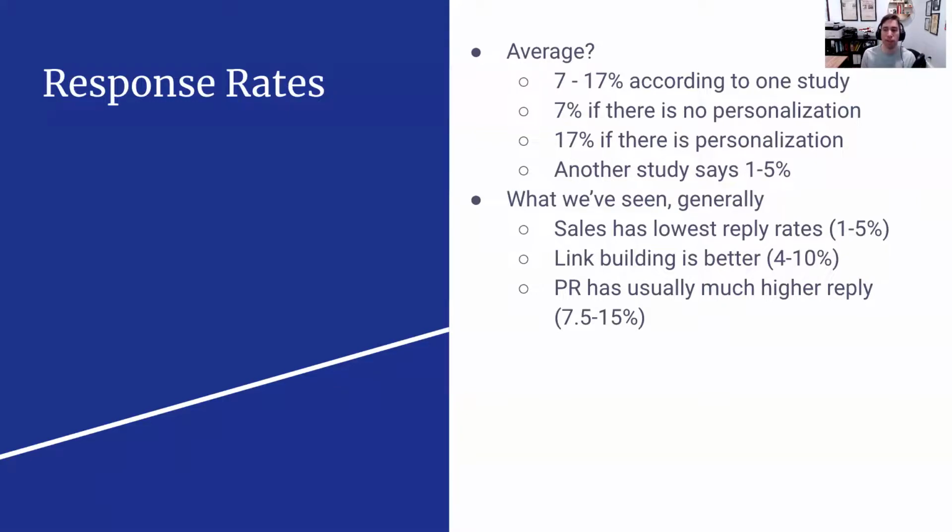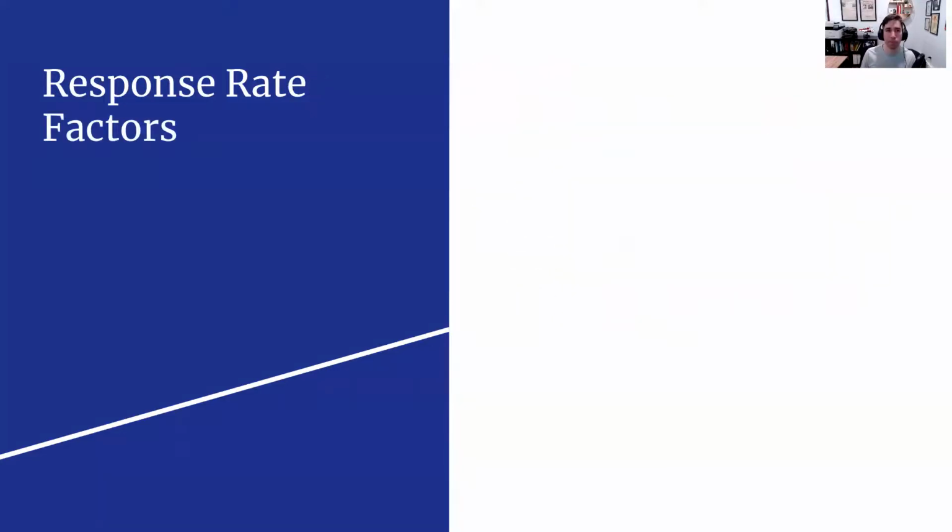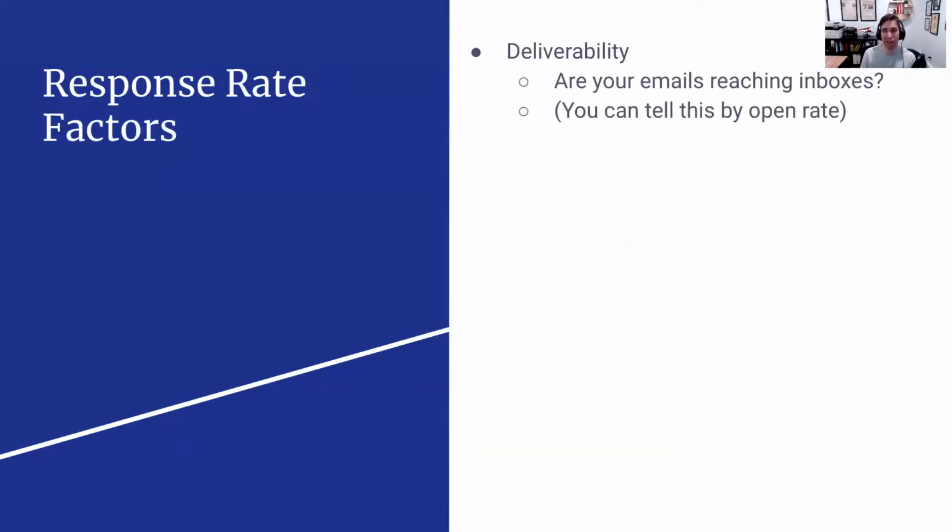So if you are running your first outreach campaigns and looking for some benchmarks or ideas, this might be a place for you to start. But there are a lot of things that can affect your response rates. Obviously, deliverability. Are your emails reaching inboxes? If not, then you're going to have a lower response rate. You can tell deliverability by open rate. If you have a low open rate, then there might be issues with deliverability.